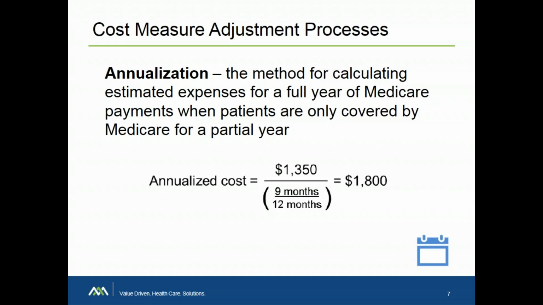Annualization is the method for calculating full year estimated expenses for those beneficiaries that are actually only in Medicare for part of a year. So reasons that a Medicare beneficiary may be in Medicare only for part of a year is either that they started partway through the year or that they died during the year, and so they weren't covered for the entire year. So CMS basically just takes the full amount of their costs divided by however many months they were actually enrolled in Medicare, and then multiplies that by 12 to get their annualized cost.